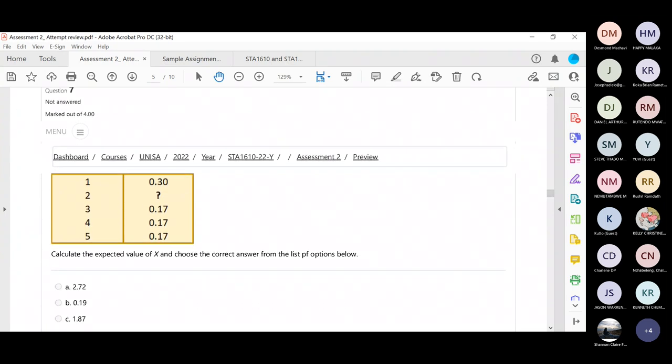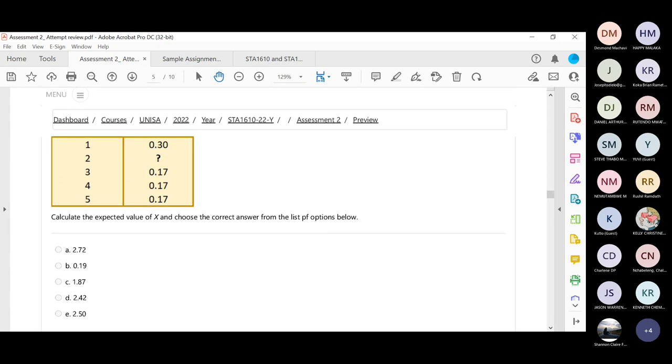The next question. Given your x, okay, I'm going to assume that this is the whole table. Given your x and your probabilities, they're also asking you to calculate the expected value. You can use the normal formula, which is the sum of your x value times its corresponding probability. So you first need to find what the value of the question mark is.